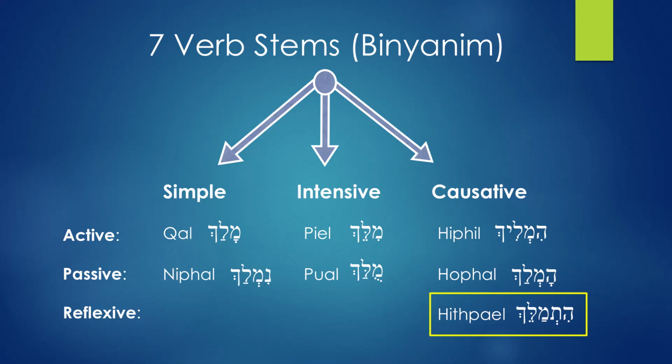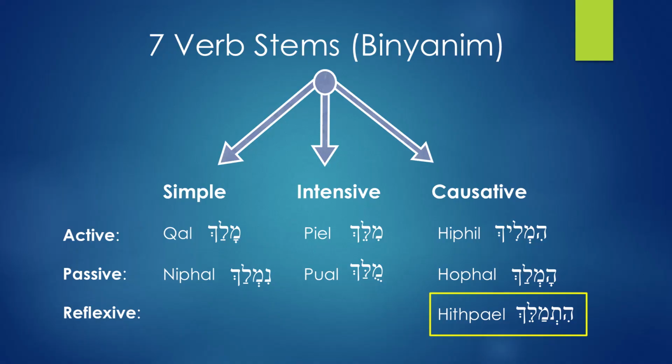Hitpael presents intensive action, but the voice is reflexive. This one is the only one under reflexive voice. Hitpael, reflexive voice. And there we have the form hitmalech. In the hitpael, it is going to mean he made himself to rule.